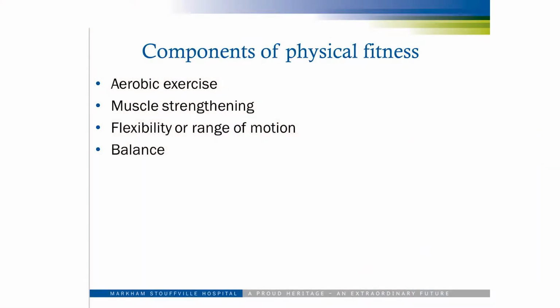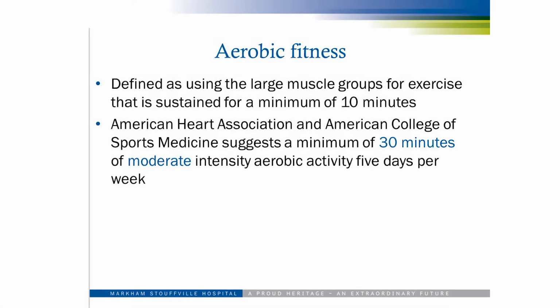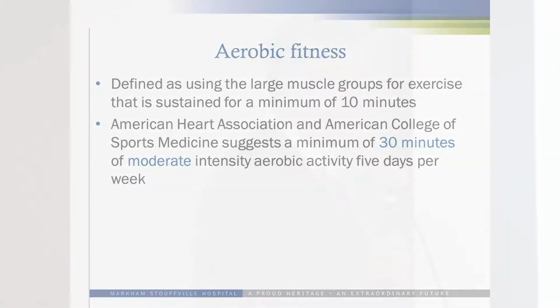What are the components of physical fitness? Well, there's aerobic exercise, muscle strengthening, flexibility or range of motion exercises, and balance exercises. Let's talk about aerobic fitness. We'll define this as the use of large muscles such as your glutes, your quads, your hamstrings for exercise, and this exercise is sustained for a minimum of 10 minutes. In fact, the American Heart Association and the American College of Sports Medicine suggest that you need 30 minutes of continuous activity at a moderate level for this to be effective, and this should be done about 5 times a week.